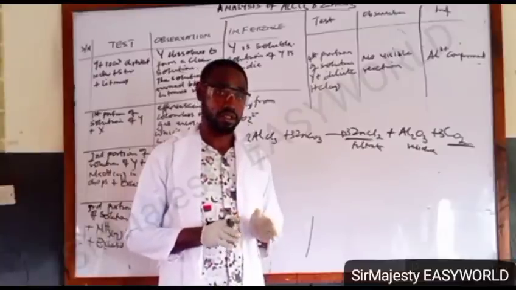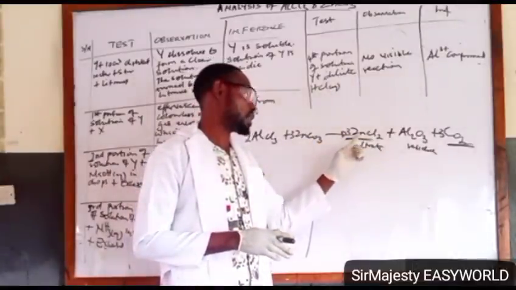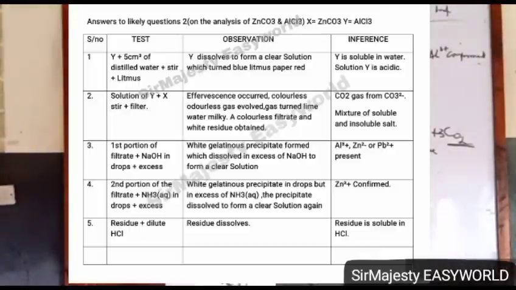So that is it for this particular one. But if it appears, just know that the filtrate is now the zinc chloride. And when you now use sodium hydroxide, you observe the same thing you observed. There will be white gelatinous precipitate which dissolves in excess of sodium hydroxide. You still write aluminium, lead, or zinc present. Then, if you use aqueous ammonia, that's where the thing will change. If you use aqueous ammonia, there will now be formation of white gelatinous precipitate, which will dissolve in excess, unlike when we analyze the aluminium chloride pure.